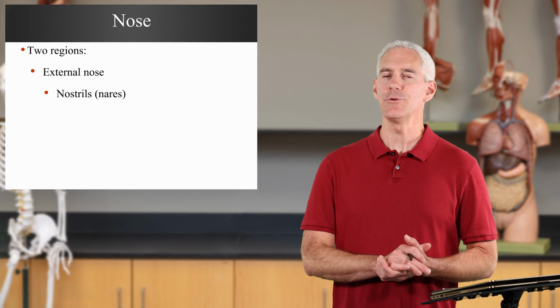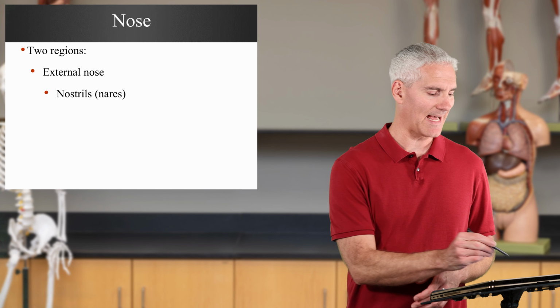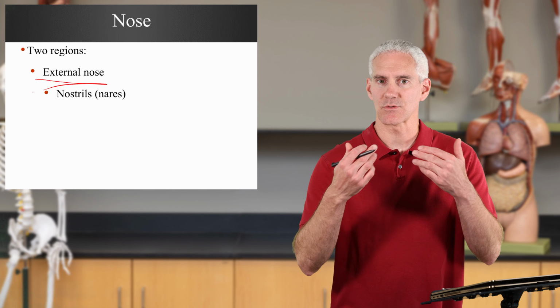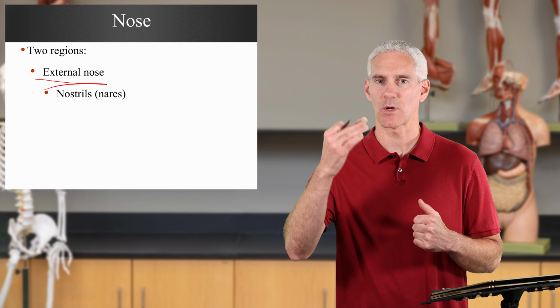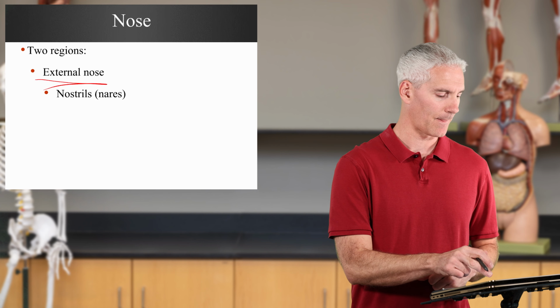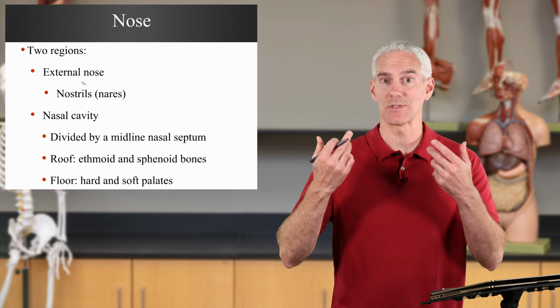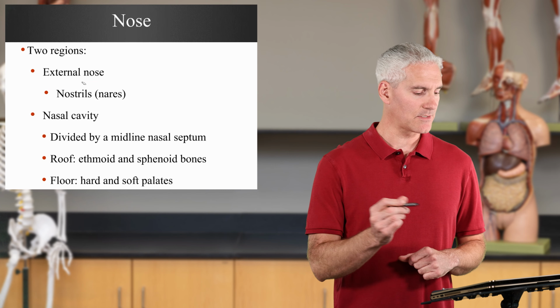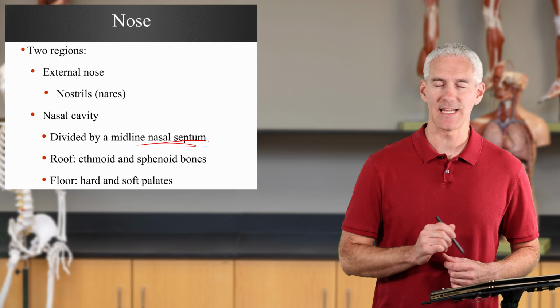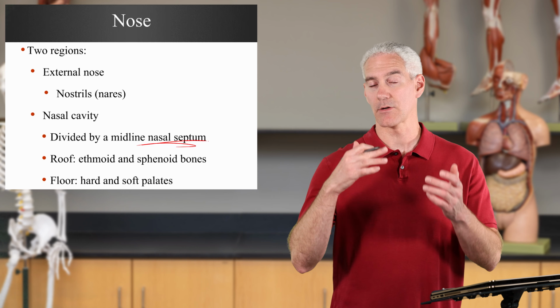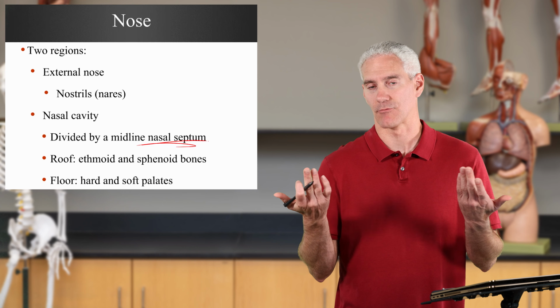All right, the nose has two main areas, two main regions. We have the external nose. External, think the nostrils. That's what's actually right on the very outside. It's what leads into the nose. You're then also going to have the nasal cavity. So that's what's more inside. In the nasal cavity, you have the nasal septum, splitting it right in the middle. So there is a right and left side, hence the right and left nostril.